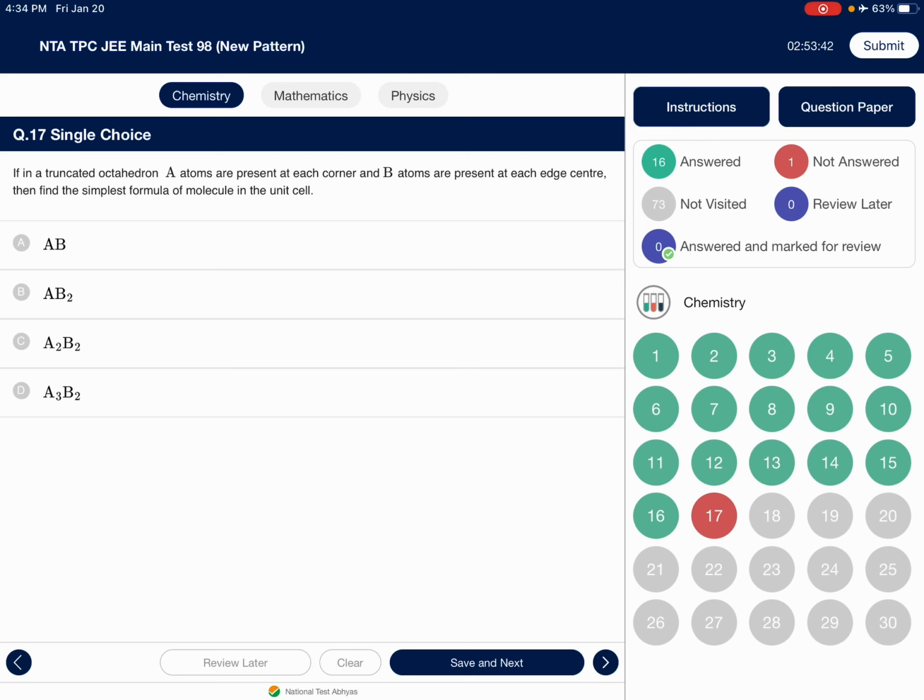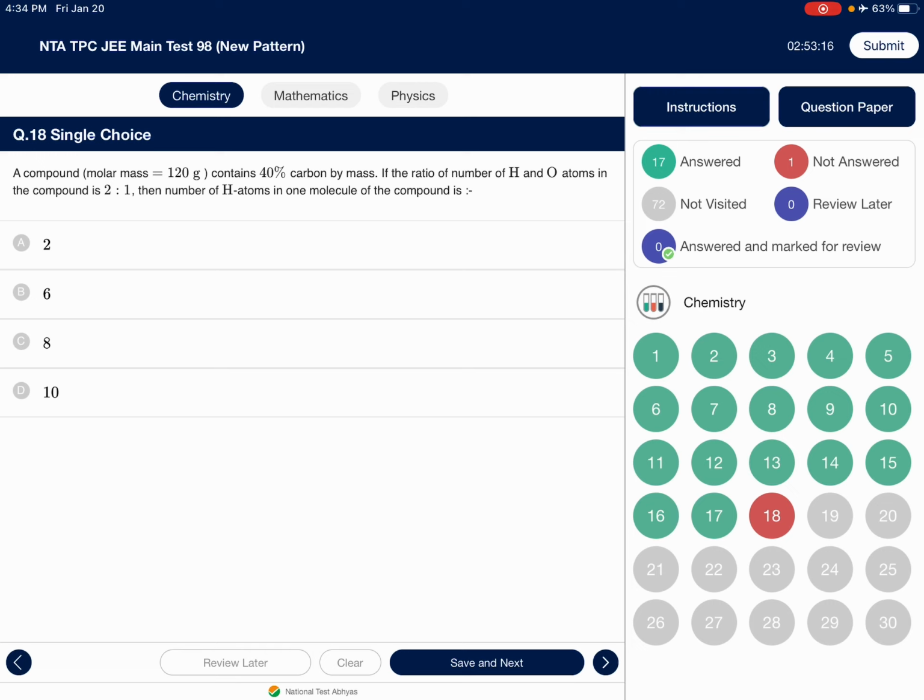So he is asking, at each edge center there are B atoms. Okay, so 36 B, and A atoms are present at the corners. So this is A, this is B: A2, B3 option is there. A2, B2, how can it be? A2, B3 it is. It's a wrong question. I am going with that only.